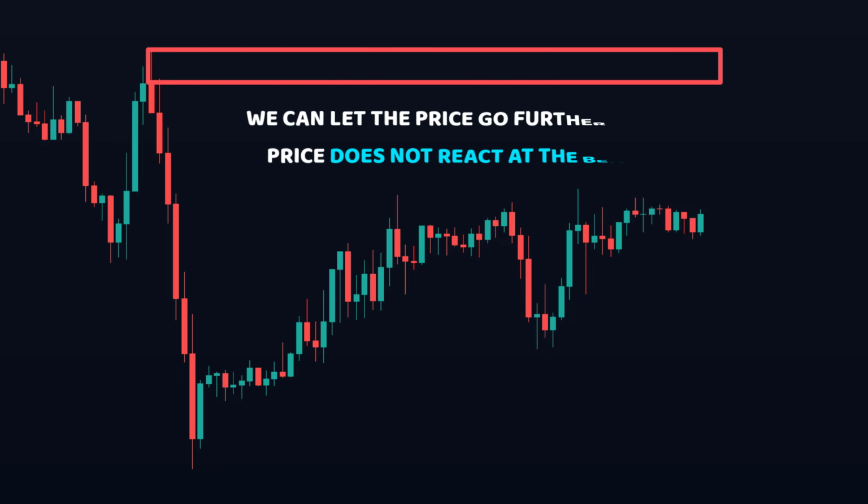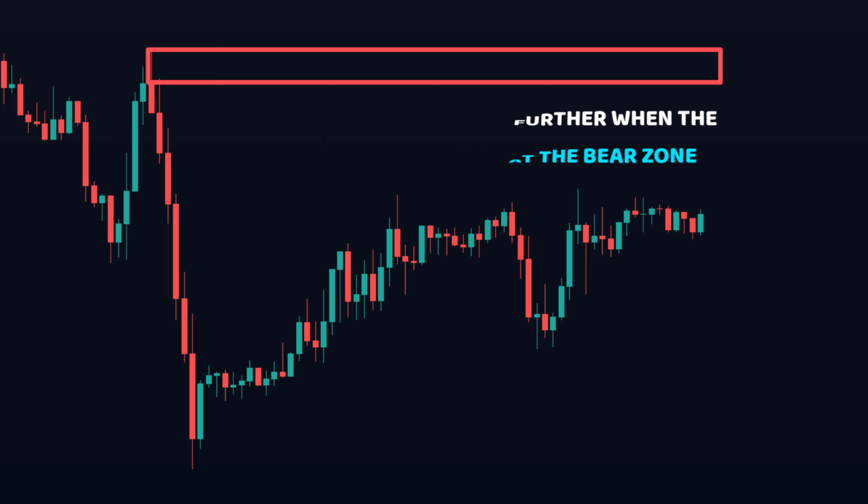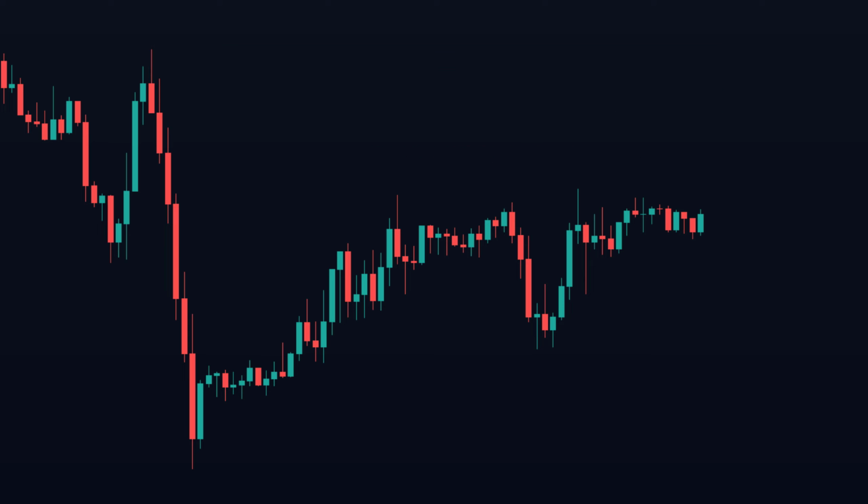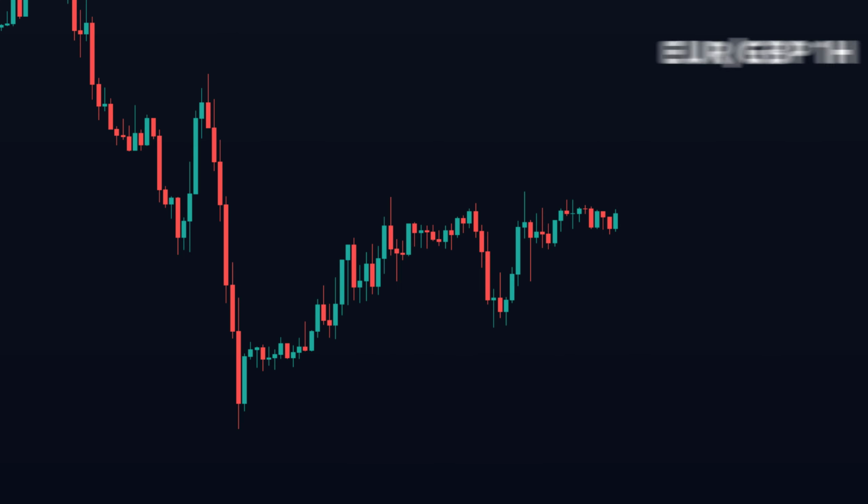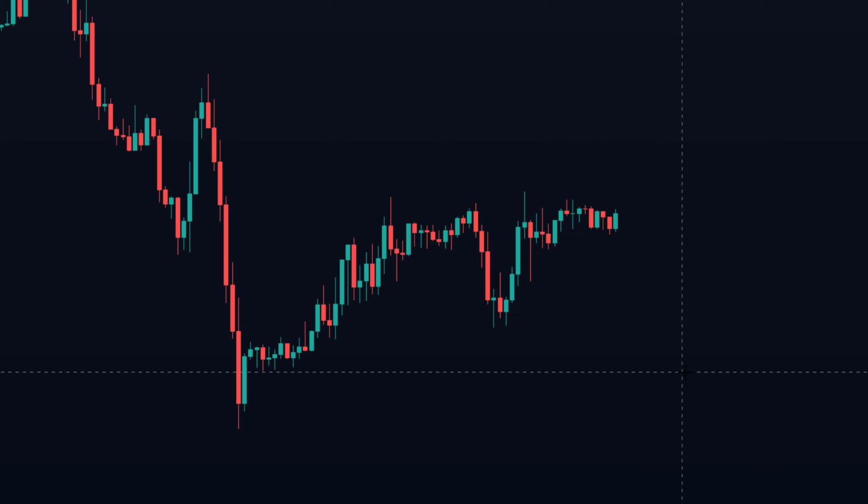In case the price does not react at the bear zone but breaks through, we can let the price go further. I will explain specifically why I placed the entry, stop loss and take profit orders at those zones. Again, this is Euro-British pound pair on 1 hour time frame. This is how the price formed the candlestick chart.